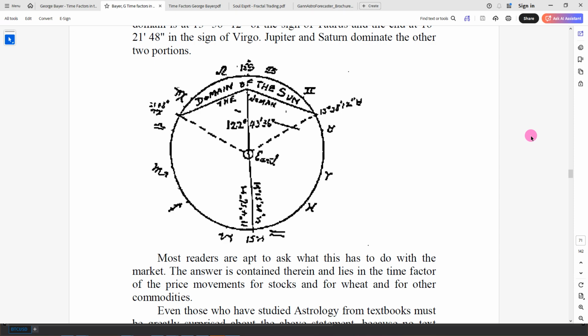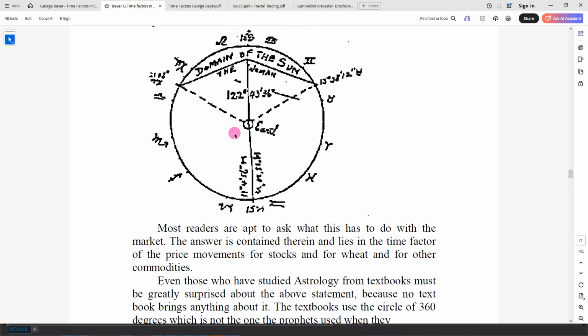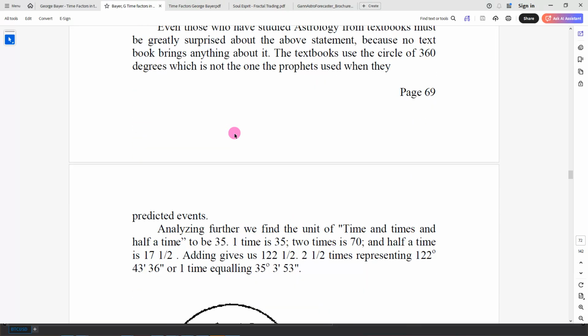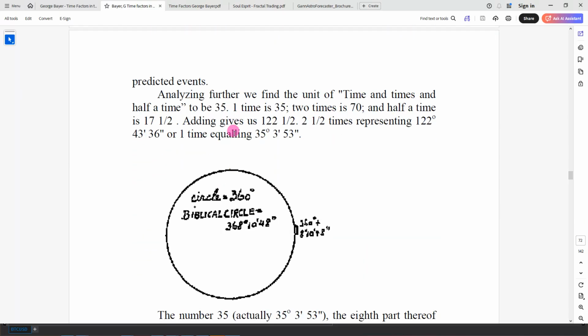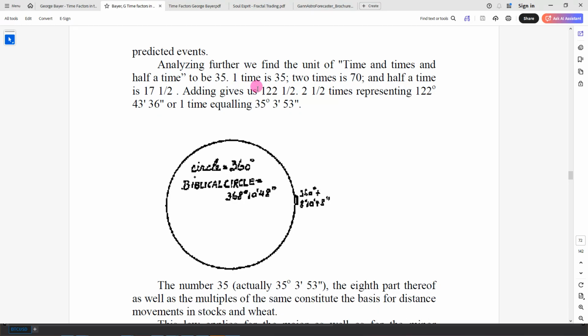So the next piece in the Time Factors in the Stock Market book by George Bayer, after he gets done talking about the circle diagram and the domain of the Sun, Jupiter, and Saturn, he moves to discussing a table where he shows his biblical circle of 368 degrees, 10 minutes, 48 seconds. He mentions the unit again of time, times, and half a time to be 35.